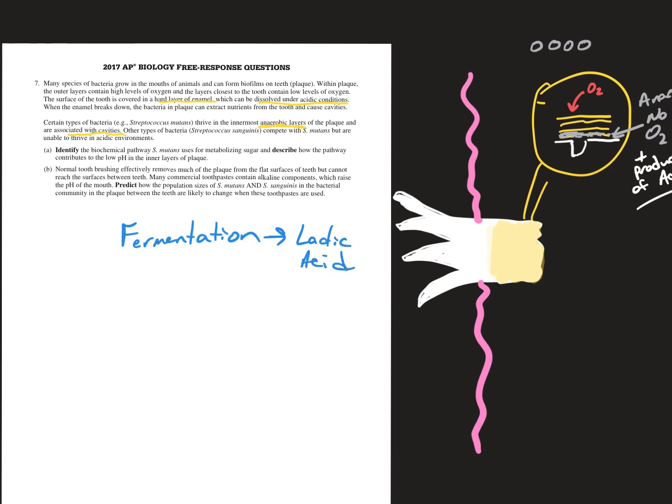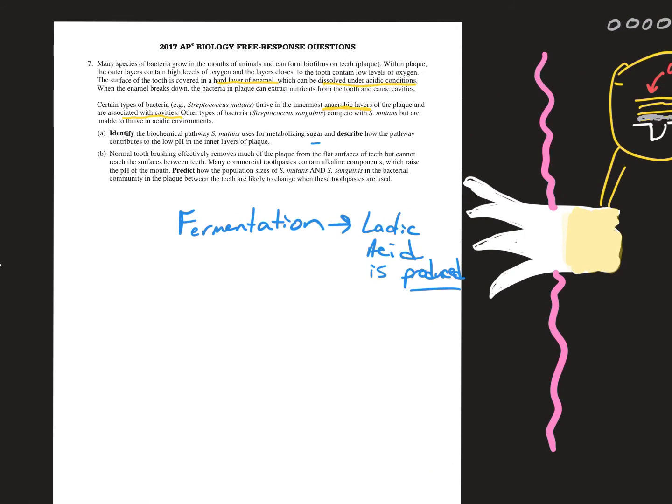So identify the biochemical pathway for metabolizing sugar. Describe how the pathway contributes to low pH in layers of plaque. Fermentation, lactic acid is produced. And you're done. I think that would answer the question.